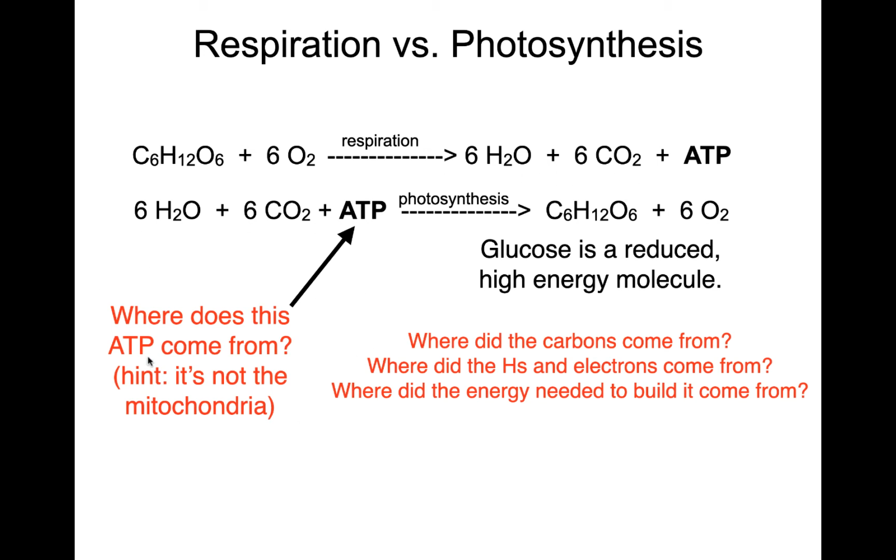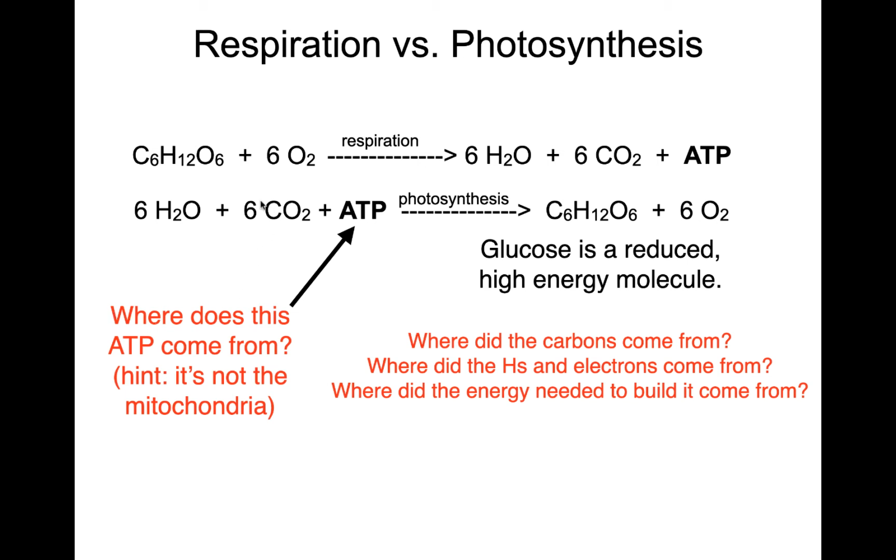So one of the questions that you have to ask yourself as we go through here is, where does that ATP come from? And the answer is that it doesn't come from the mitochondria. Now, don't forget, plants have mitochondria, but the ATP that's made in those mitochondria is going on to do all the various cellular work. The ATP that is made for photosynthesis comes from the chloroplasts themselves in, as it turns out, the light reactions, and we'll look into that in a minute.